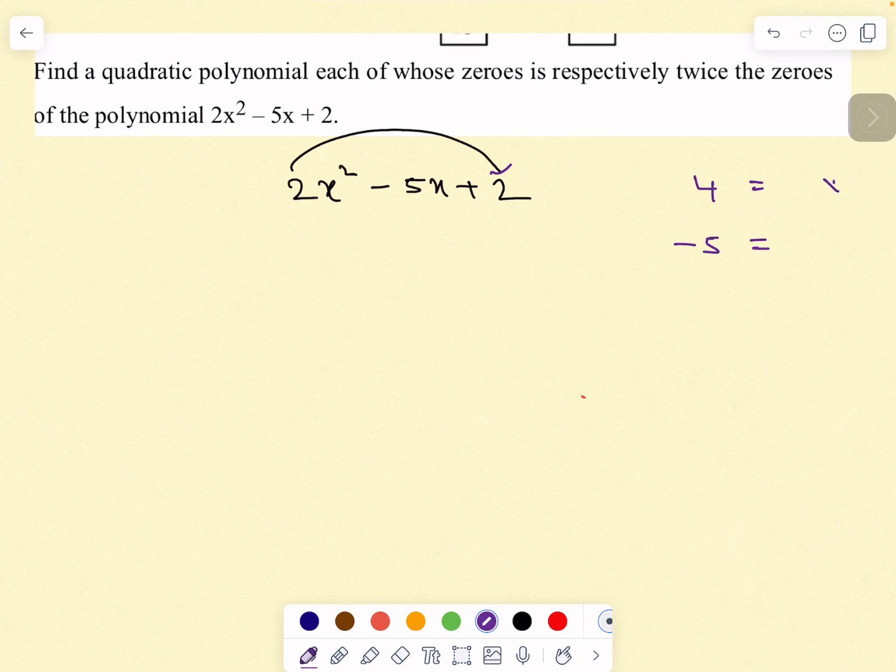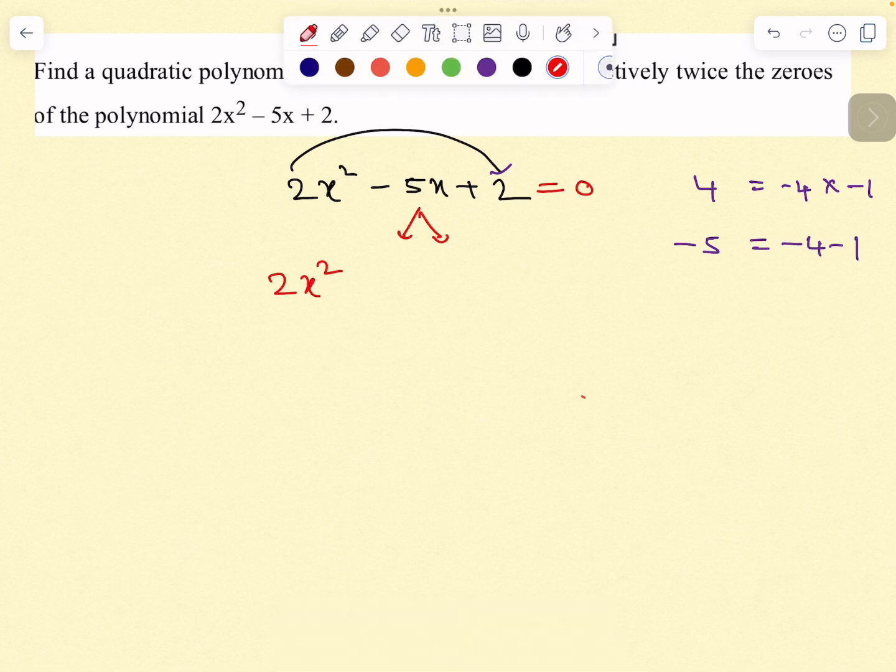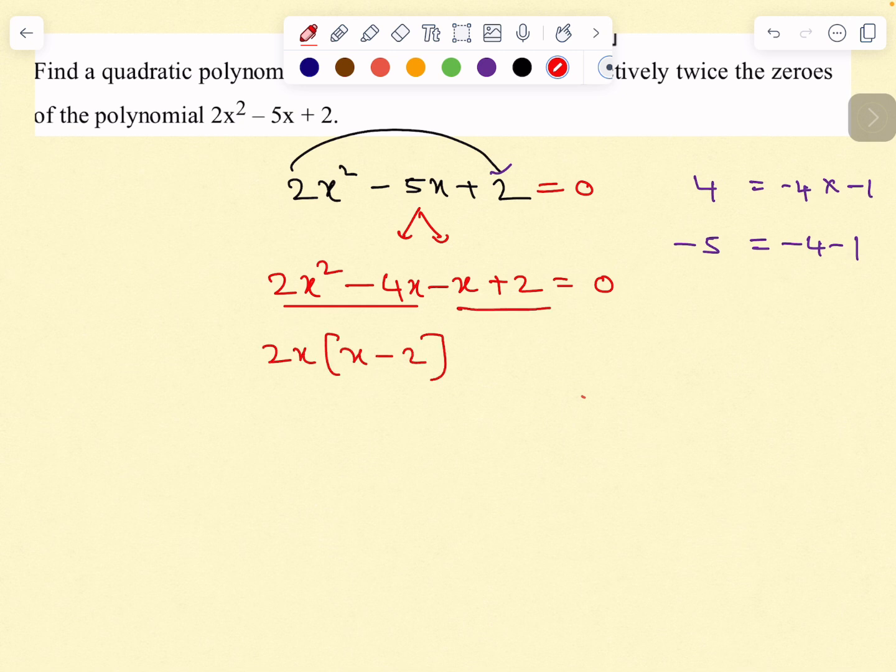So what are those two numbers? Yes, minus 4 into minus 1 is 4, and minus 4 minus 1 is minus 5. So 2x square minus 5x plus 2, this minus 5x we can write as minus 4x minus x plus 2 equal to 0. From the first two terms take 2x as common, so you will get x minus 2. From the next two terms take minus 1 as common, so x minus 2.